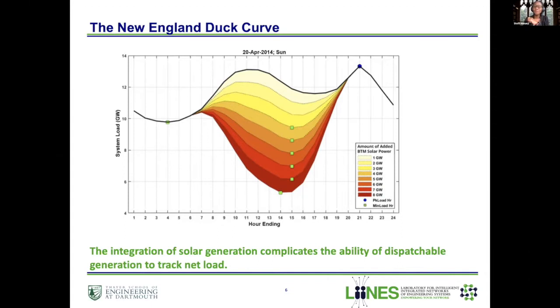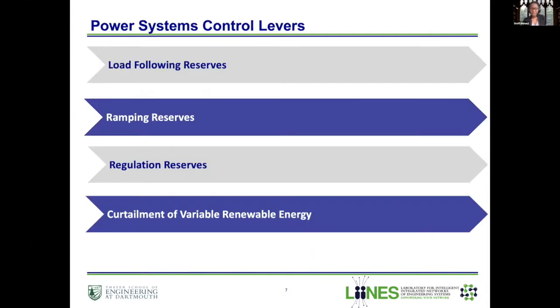And you have to bring up all these generators online so that they can meet the diminishing generation. So this can be challenging to system operators. And so in a sense, they need a lot of various control levers to help them manage the grid, especially with the net load being so variable. And so I'll be talking about three of these: the load following, ramping, and regulation reserves, which are used to track the variability in net load.